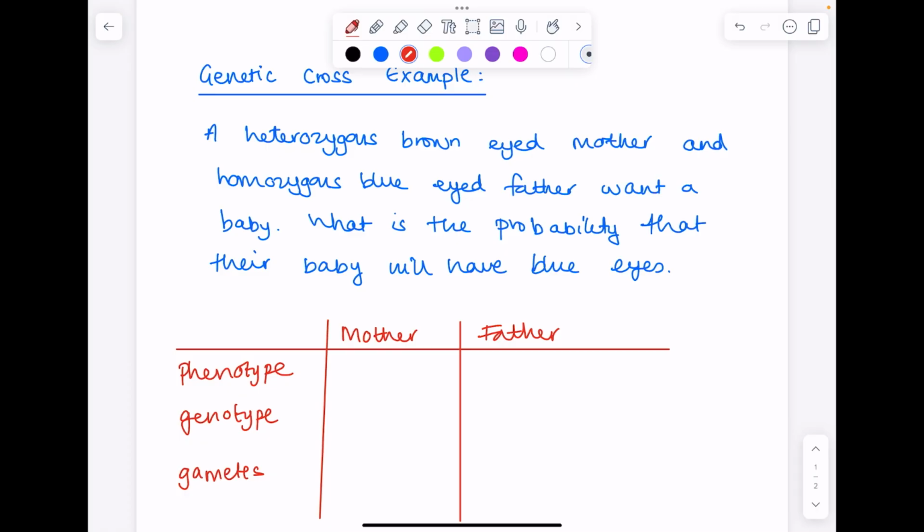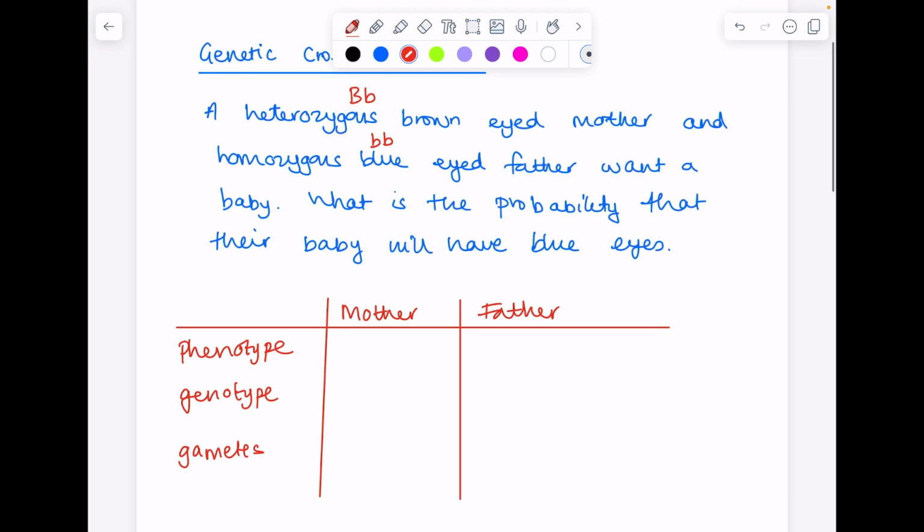Now look at the clues given in the question. We're going to use B to represent eye colour. So we know that we have a heterozygous brown-eyed mother. The fact that it's heterozygous means that the genotype must contain one uppercase B and one lowercase b. We know that the father is homozygous and blue-eyed. Blue, remember, is a recessive trait. Homozygous means that those alleles are the same. So there's the father's genotype.